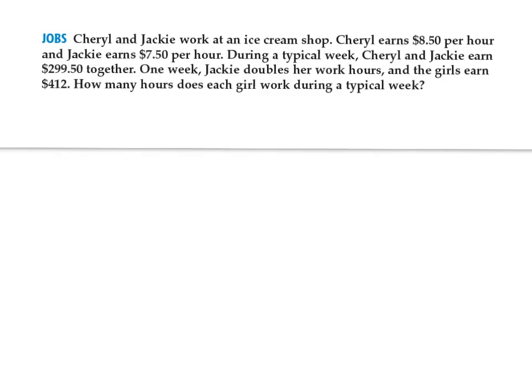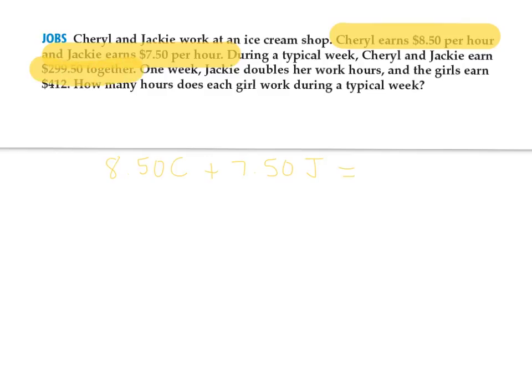Well, let's practice writing equations here for each sentence. So I'm going to highlight where I'm going to write my first equation from. Cheryl earns $8.50 per hour and Jackie earns $7.50 per hour. So if I translate that into an equation, that would represent 8.50 times Cheryl, because that's how much she earns, plus 7.50, Jackie's hourly wage. And together, they earn $299.50. So I can write one equation with that information.